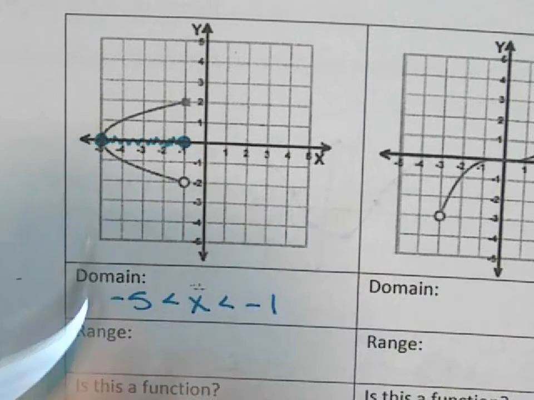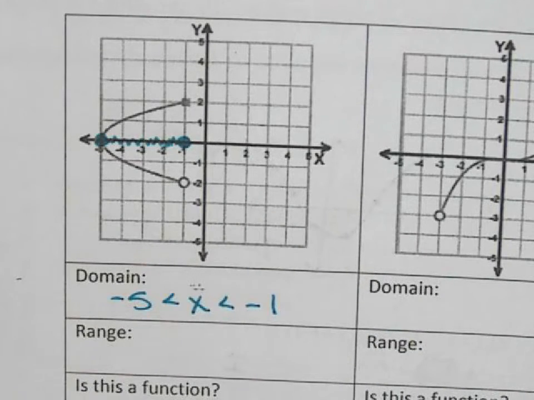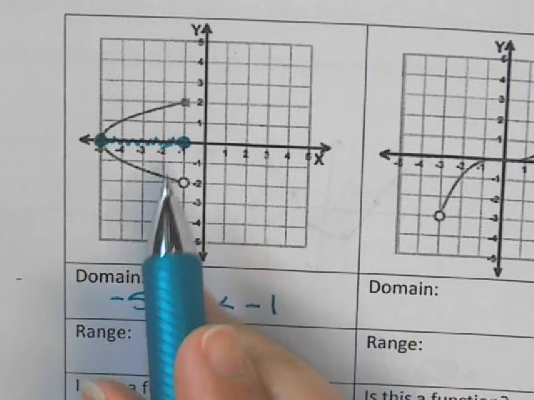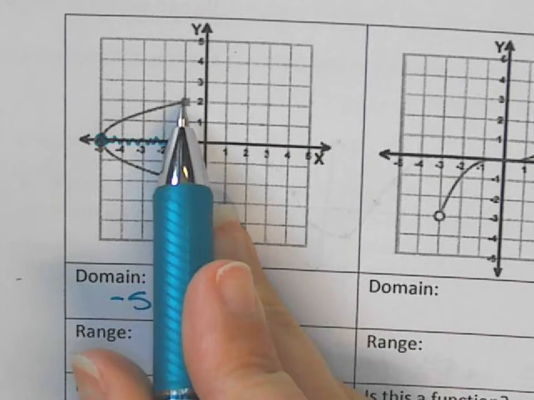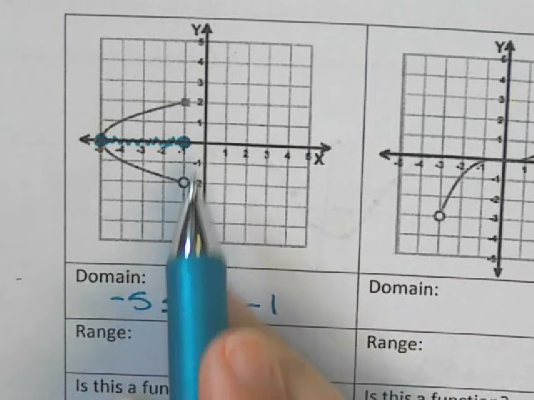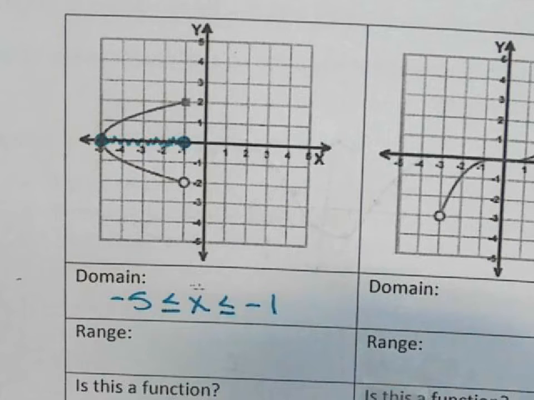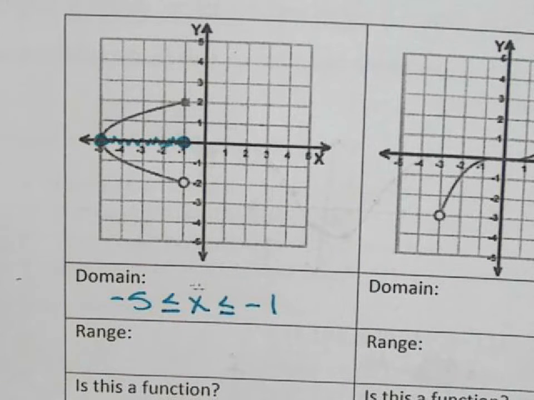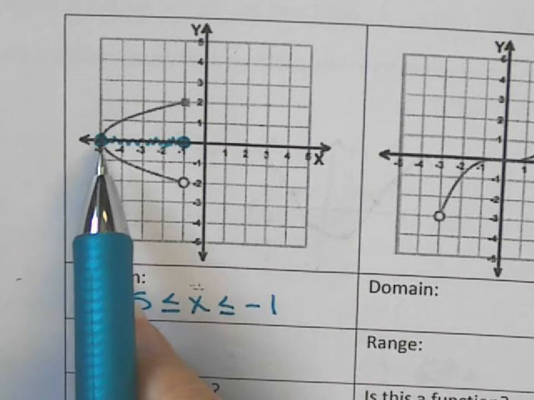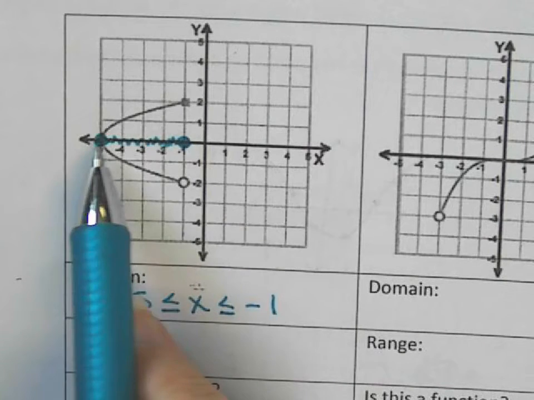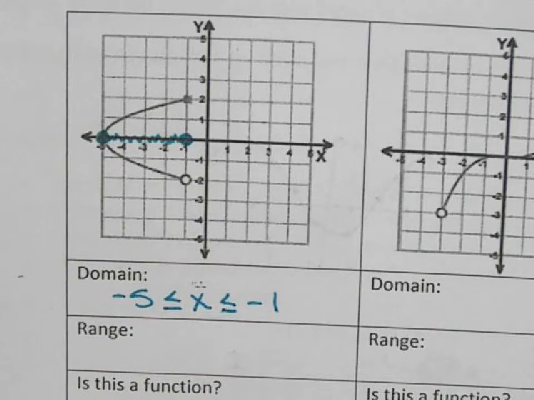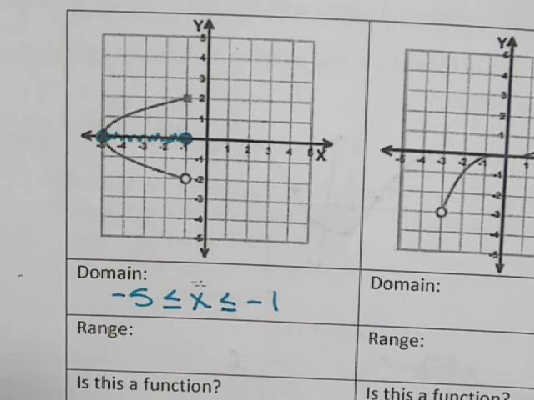Does it include negative 5? Does it touch negative 5? Yep, so I'm going to include it. Is it touching negative 1 ever? It does up here because it has a solid circle, and the solid circle is going to overtake that. So there you go. Your domain on a graph like this is going to be anywhere from negative 5 to negative 1. Can you picture how that squishes onto that line?